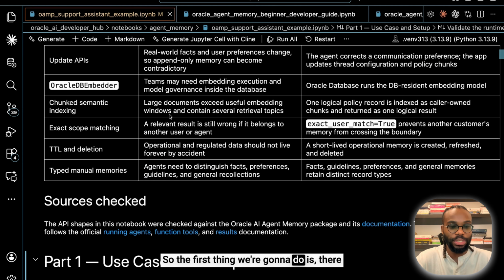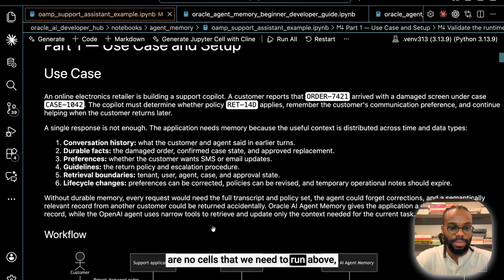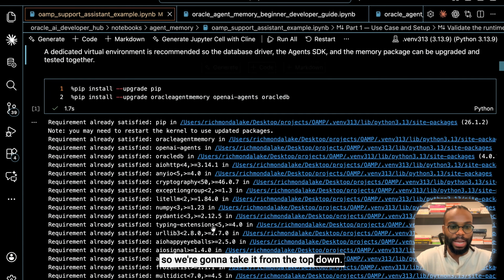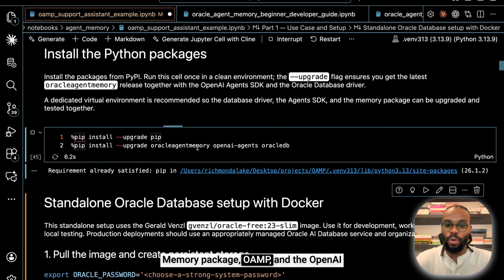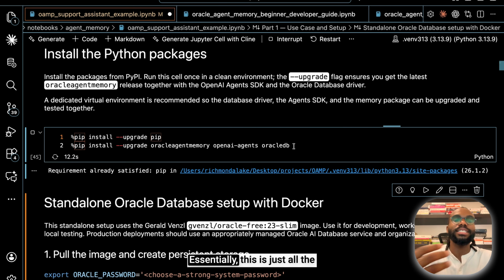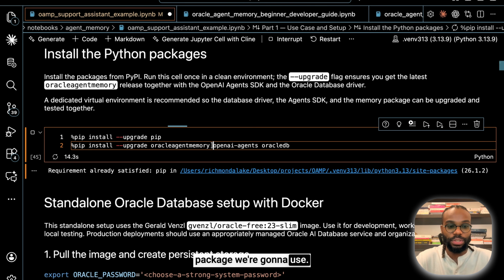So the first thing we're going to do is, there are no cells that we need to run above. So we're going to take it from the top down. We're going to run this cell. It basically just pip installs the Oracle Agent Memory Package, OAMP, the OpenAI Agent SDK, and the Oracle DB Python driver. Essentially, this is just all the packages we're going to use.